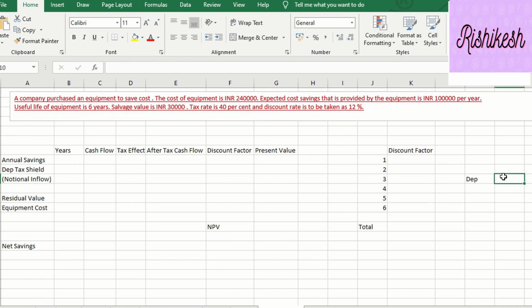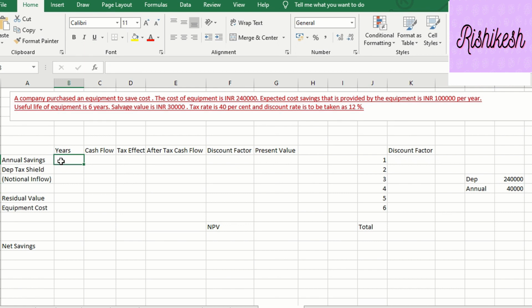So if I have to calculate the total depreciation, that is going to be 2,40,000 rupees, because we are not considering salvage value. And if I have to calculate it annually, since it is 6 years, there are going to be 6 periods. So this is 2,40,000 divided by 6, which comes out to be 40,000 depreciation. That is going to be the annual depreciation. Now, we'll talk about the annual savings.